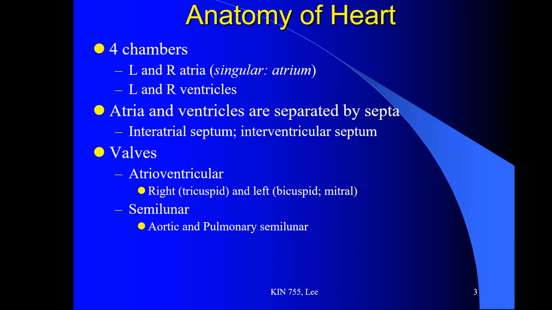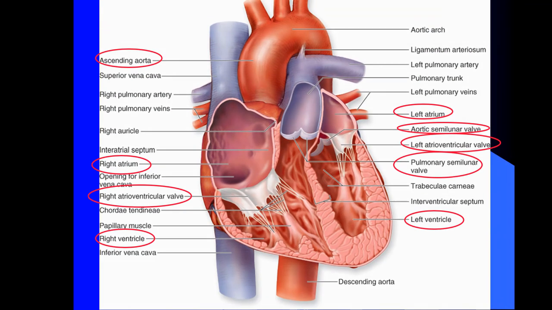So the atrioventricular valves are between the atria and the ventricles. The one on the right side is called the tricuspid. On the left side is called the bicuspid or mitral valve. And then the semilunar valves are between the ventricles and the blood vessels, or the arteries. So the aortic semilunar valve is between the left ventricle and the aorta. And then the pulmonary semilunar is between the right ventricle and the pulmonary trunk, which goes towards the lungs.